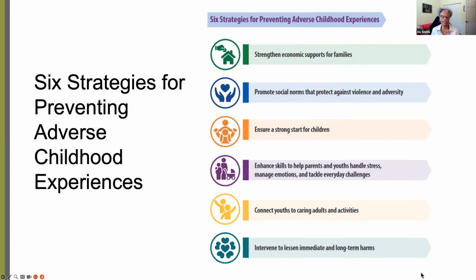Connecting youth to caring adults and activities. Of course you do that. That's what you do as preventionists. And to intervene to lessen immediate and long-term harms. That's almost a definition of prevention. So as you look at these 6 strategies, it's very clear that you're already doing many of these things. And as I look at what people are posting in the chat, there's some wonderful stuff there. I hope we can capture that there and share it with people so they'll have it after the webinar.